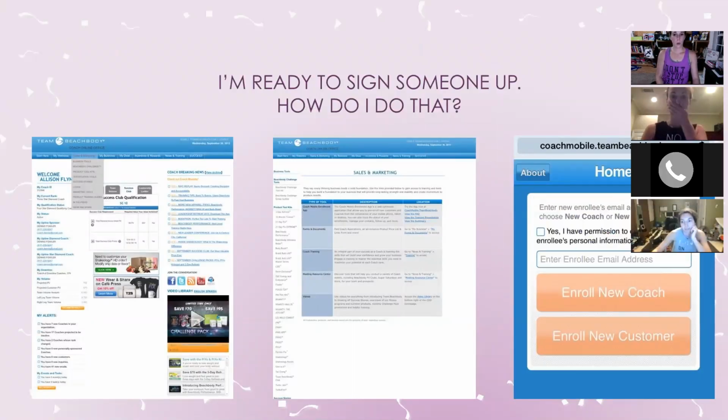And this is just a quick walkthrough of the mobile enroller. Hopefully you've all used it, but if you haven't, you can get to it here. Since this presentation was made, they do have it on the main screen. So when you log in to teambeachbody.com and then you click the coach tab, they do have a section on the left-hand side that says Coach Mobile Enroller. You don't even have to come into your online office. Or you can just type in coach, and if you're like me, it automatically pops up because I'm on it so much. So coachmobile.teambeachbody.com.